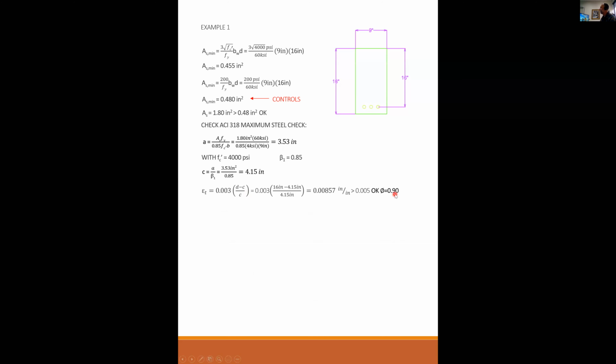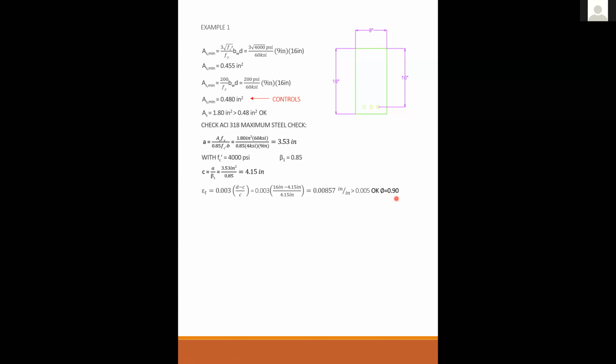And I have confirmed it. Right? Oh, so this is your checking. Yes. And that's exactly what it is. It's a maximum steel check. So I'm checking that I actually achieved epsilon t greater than 0.005. So therefore my phi assumption of 0.9 was correct.